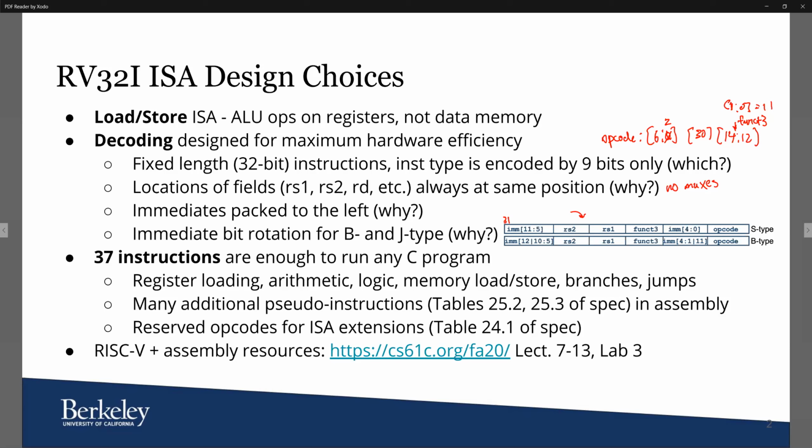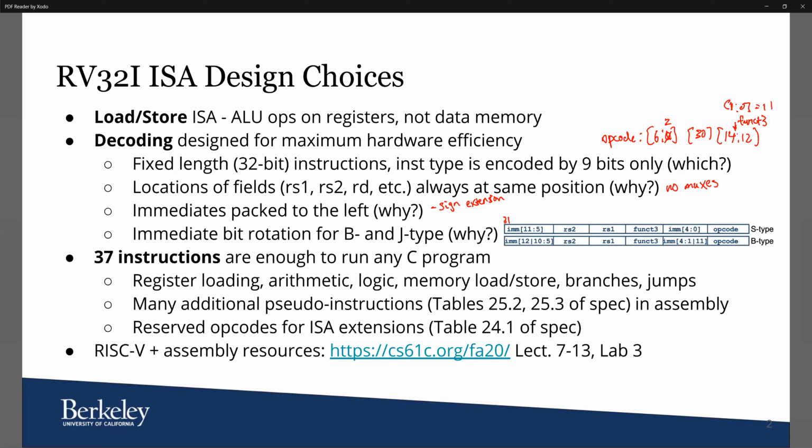Okay, yeah, I think Max basically answered it in the chat. It is to facilitate sign extension. So you always know that the sign bit of the immediate is going to be in bit 31, right? So you're just going to take bit 31 from the instruction, and then you're going to sign extend by copying however many bits you need to fill the rest of the immediate.